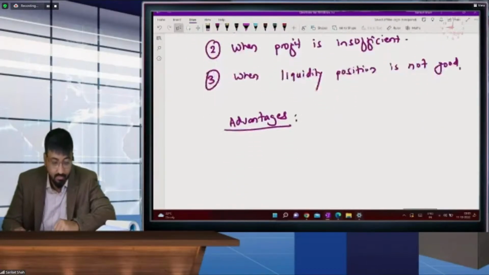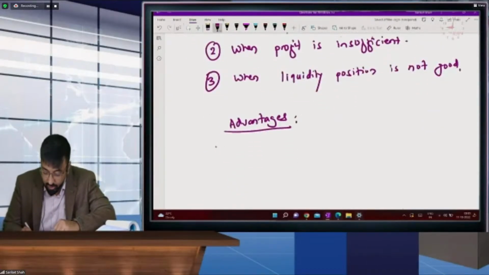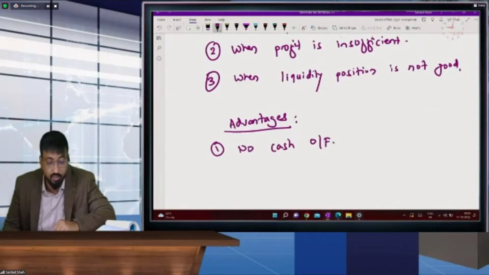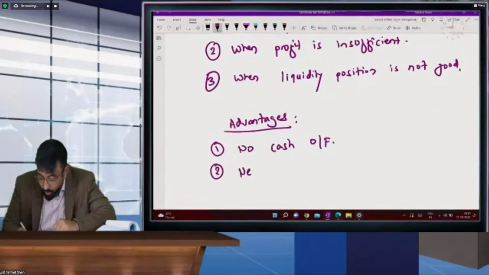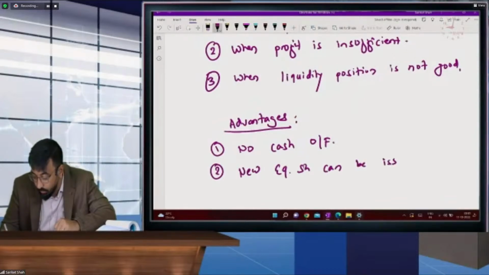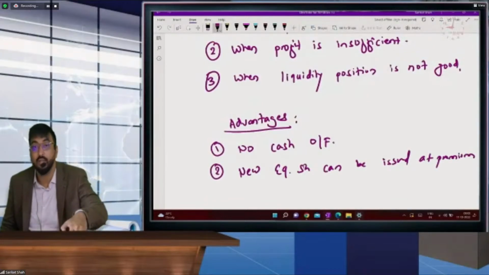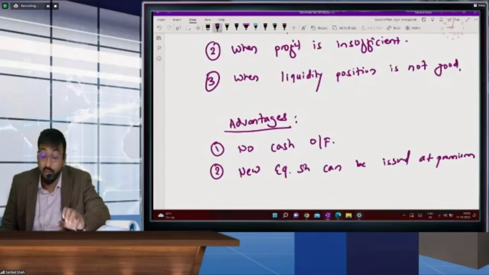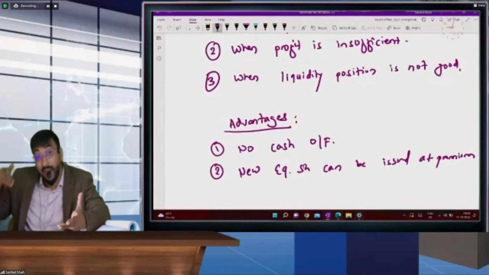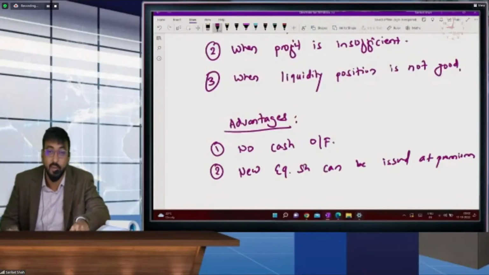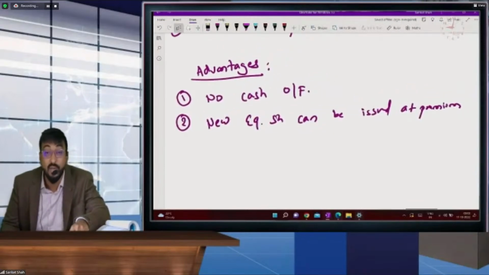Advantages, to issue fresh equity shares: no cash outflow. So, beta, there is no cash outflow. New equity shares can be issued at a premium. So the company's respect will also increase. The company can issue minimum shares at maximum price.